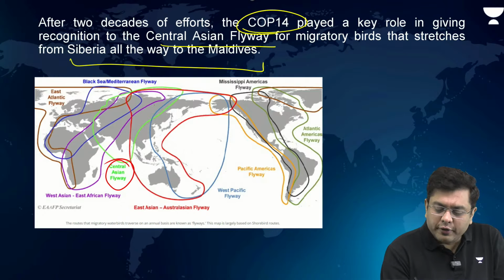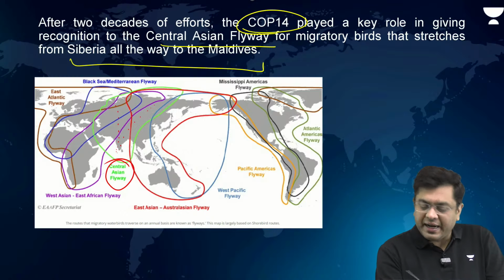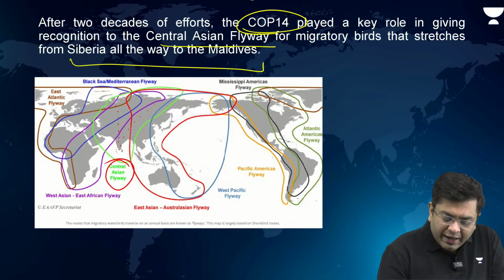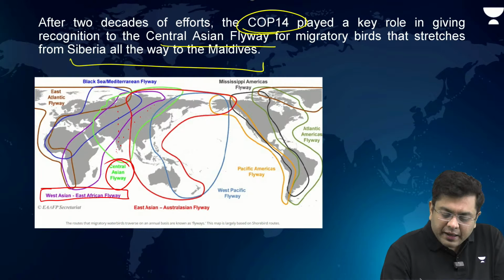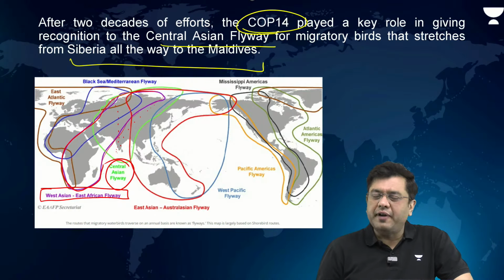This is where the majority of the species from Central Asia, from Siberia, come up to India all the way till Maldives, and then they return back when the summer conditions come. Then you have the West Asian East African flyway. This also passes through the region of India and moves all the way to Madagascar and also the eastern and southern part of Africa.